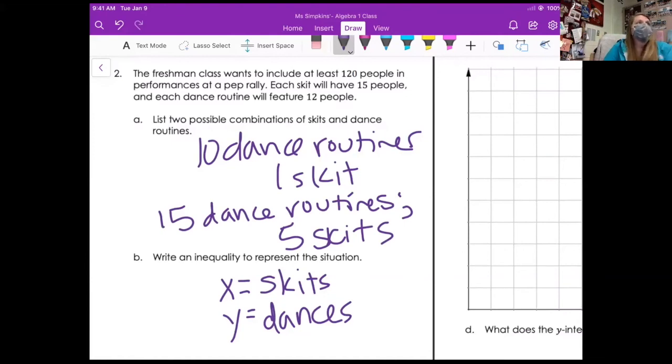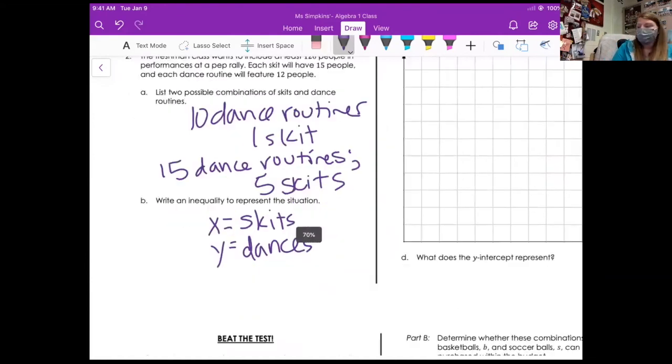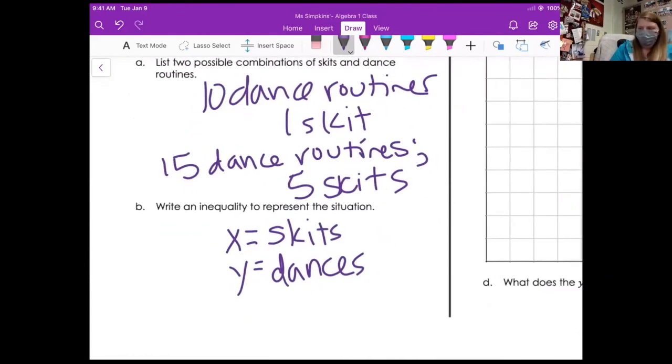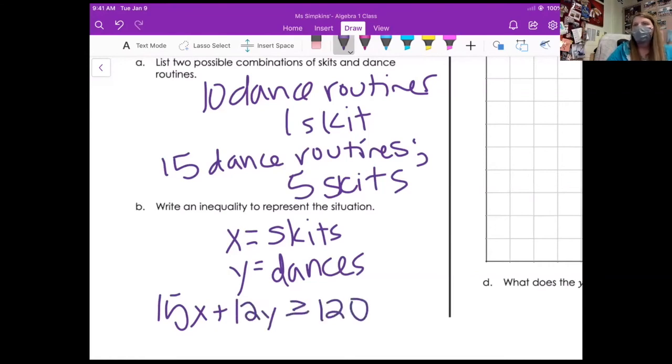So let's write an inequality. For skits, how many people per skit? 15. So 15x plus, how many people per dance? 12, 12y. We need that to be greater than or equal to 120. Done. Thank you.